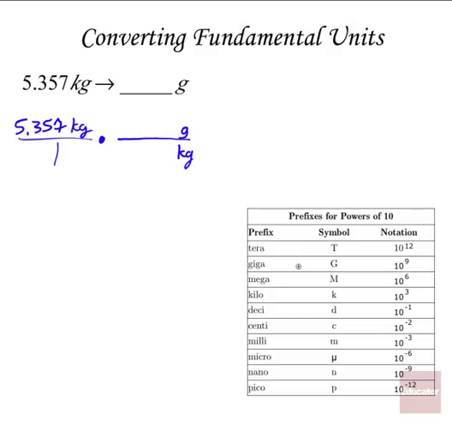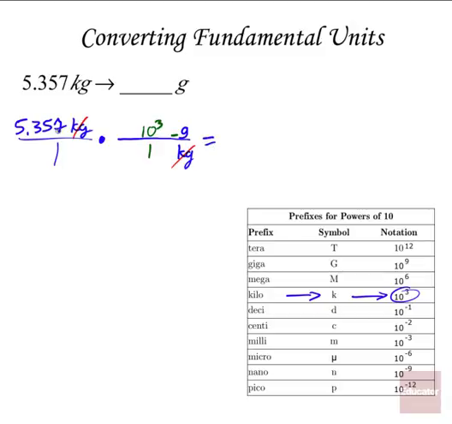Now I go down to my prefix table. I look up kilo. Kilo, K again, is 10 to the third. I'm going to write that on the side that does not have a prefix. So that goes in the top this time. I put a 1 in the bottom. Now, kilograms and kilograms make a ratio of 1 or cancel out.